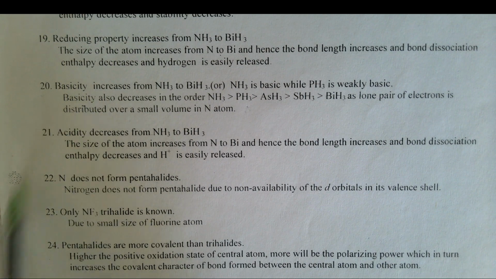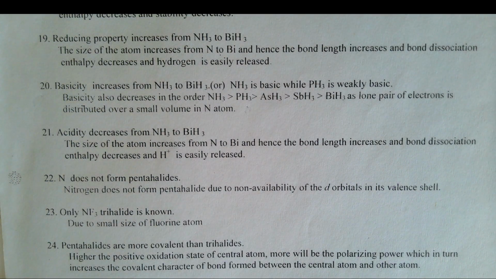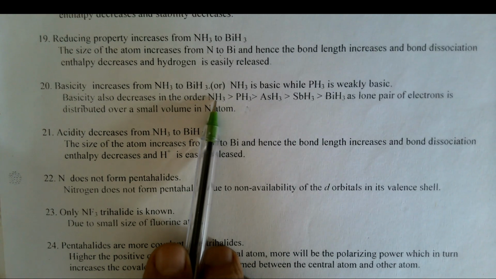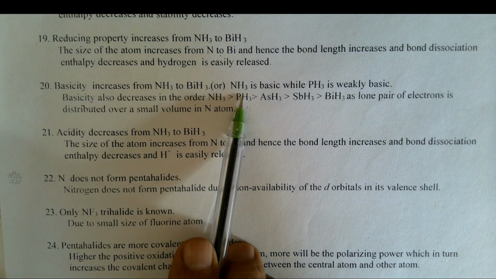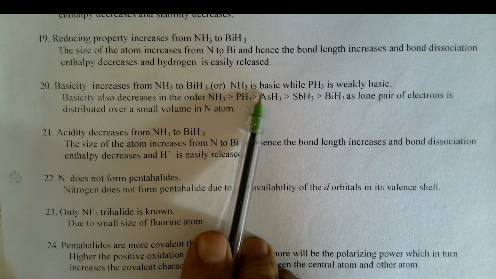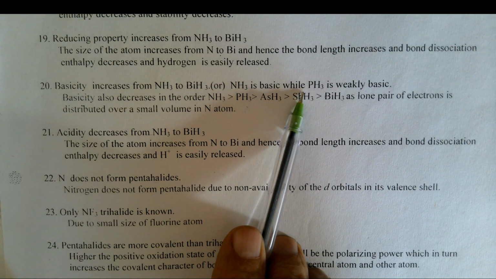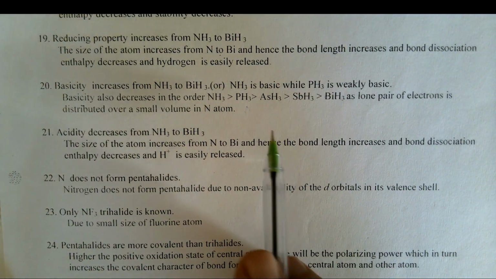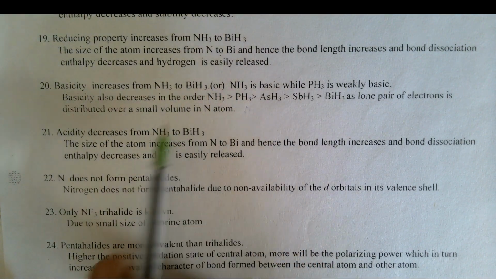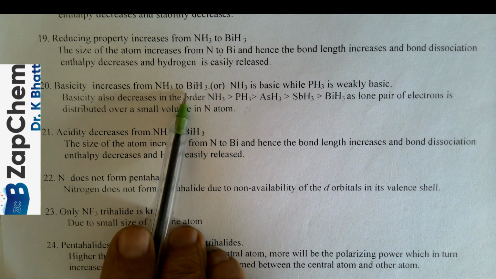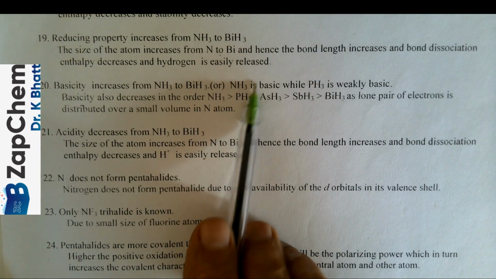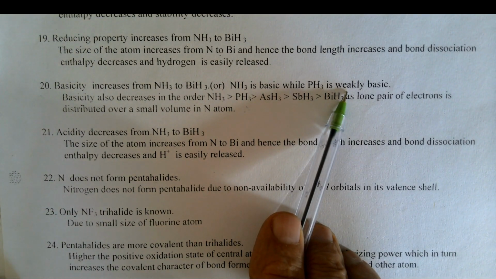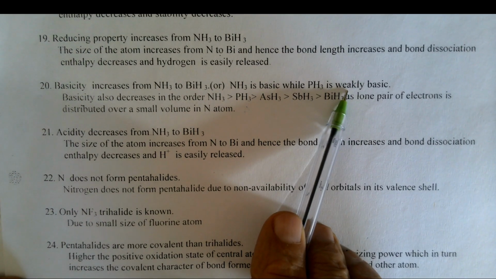Basicity increases from ammonia to BiH3, or ammonia is basic while PH3 is weakly basic. Now these are two ways the question can be asked. Either it is given that basicity increases from ammonia to BiH3, or NH3 is more basic as compared to PH3, which is weakly basic.